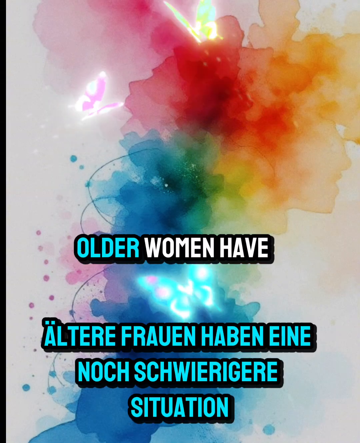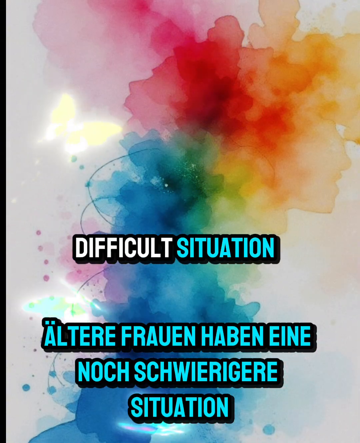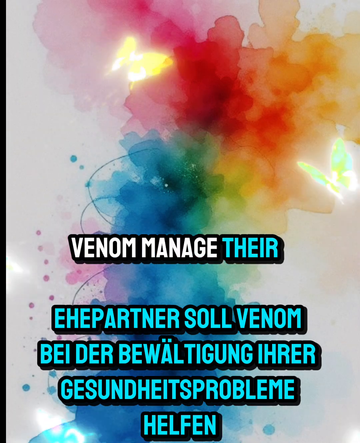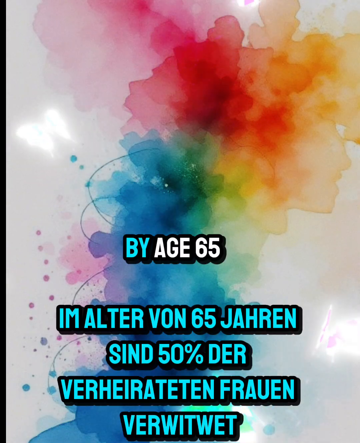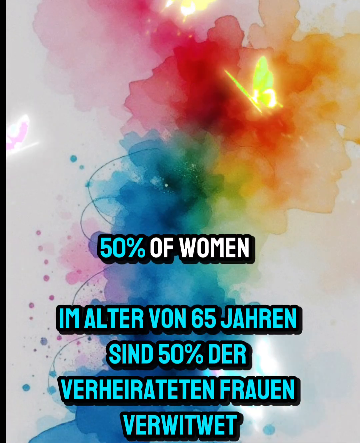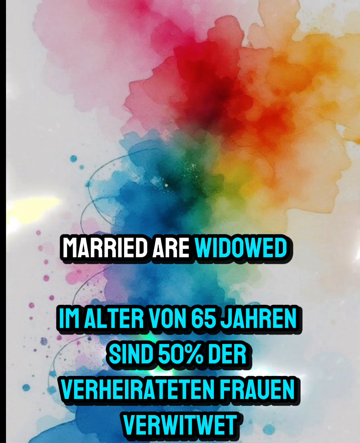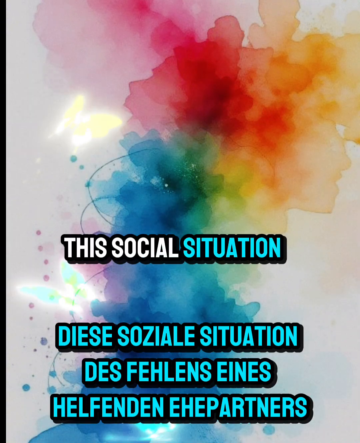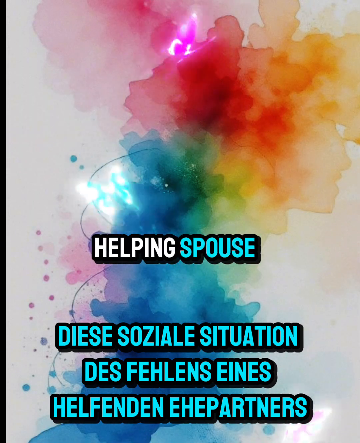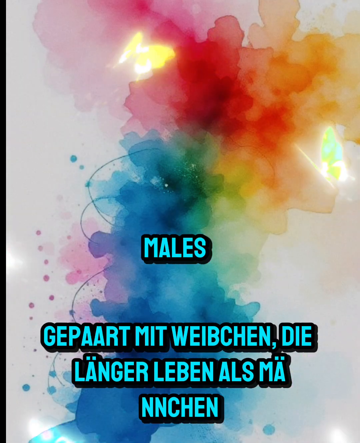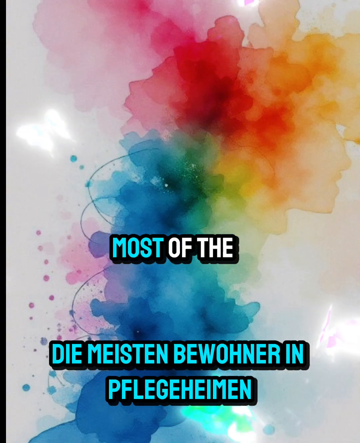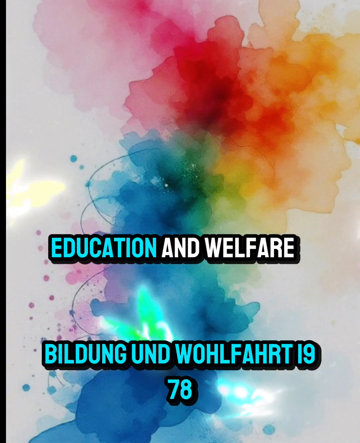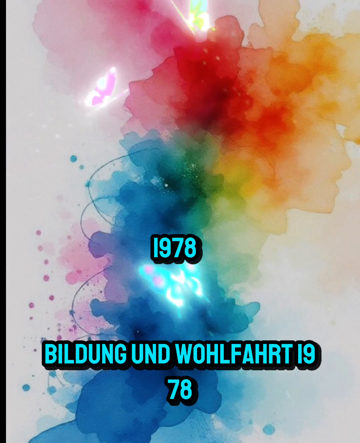In addition, older women have an even more difficult situation because they are much more likely to be without a spouse to help them manage their health problems. By age 65, 50% of women who had been married are widowed, by age 75, 70%. This social situation of lacking a helping spouse, coupled with females living longer than males, largely explains why most of the residents in nursing homes are women. U.S. Department of Health, Education, and Welfare 1978.